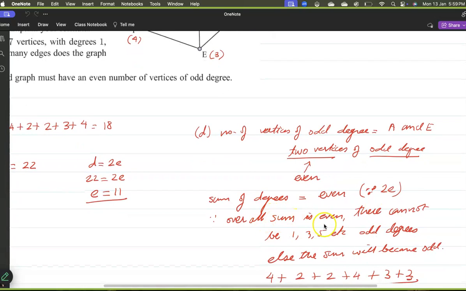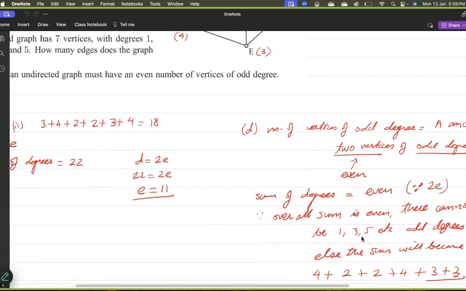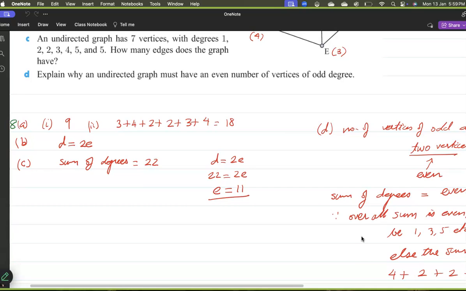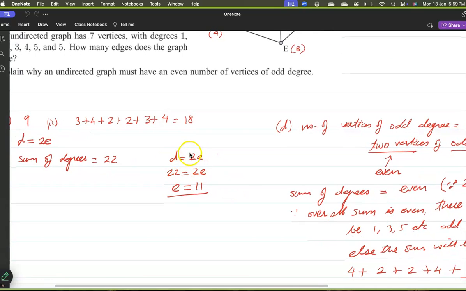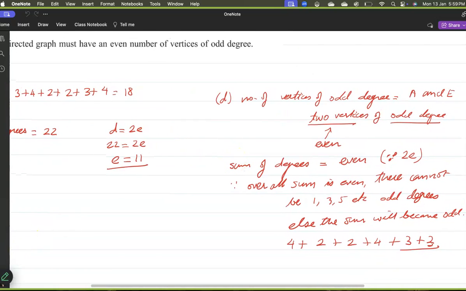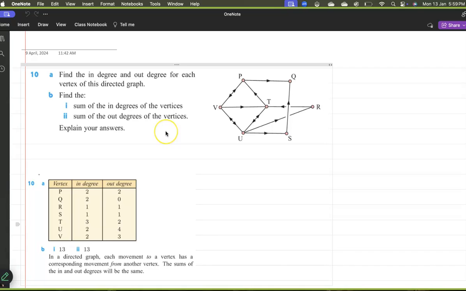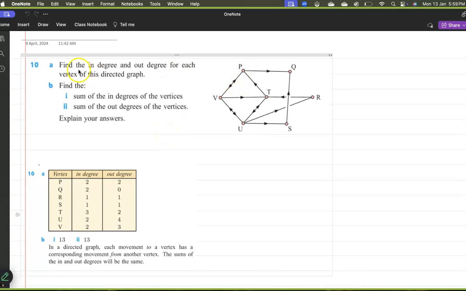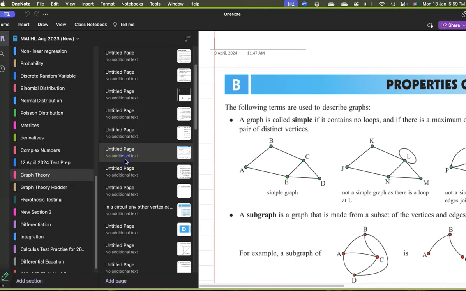So overall, the sum is even. They cannot be odd degrees. So degree is always even, no? Because no matter what your E is, your D is 2E. So in degree and out degree you can always do quite easily.